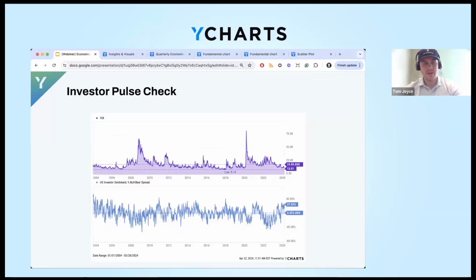All right, and I believe that this is our last slide, so we'll try to make it count. Taking a look at the VIX at the top and then bull-bear spread at the bottom.